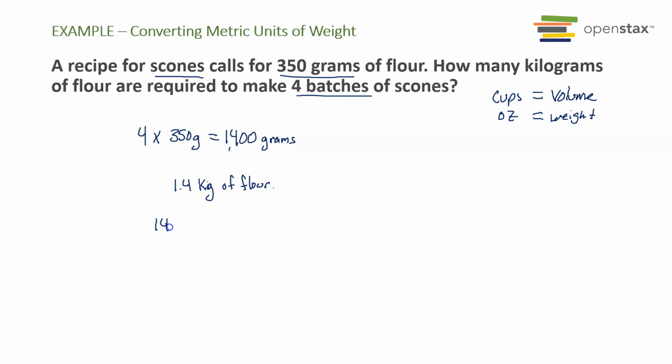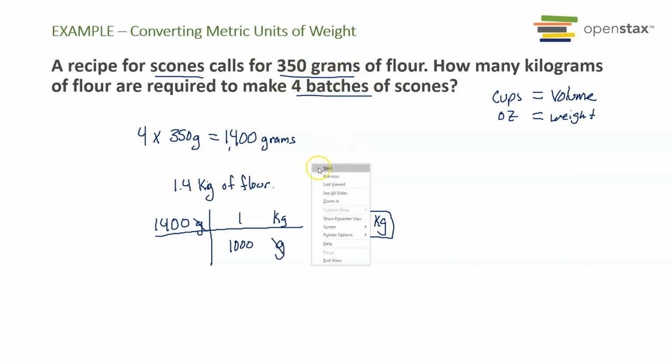Again, if you wanted to see that in the table, I really like it just because it's so visual. So 1,400 grams, kilograms is what we want to end with so that the grams cancel, and 1 kilogram is 1,000 grams. So 1,400 divided by 1,000 is 1.4, and we're left with kilograms. So either way you slice it or bake it in this case, you're getting 1.4 kilograms to make these scones.